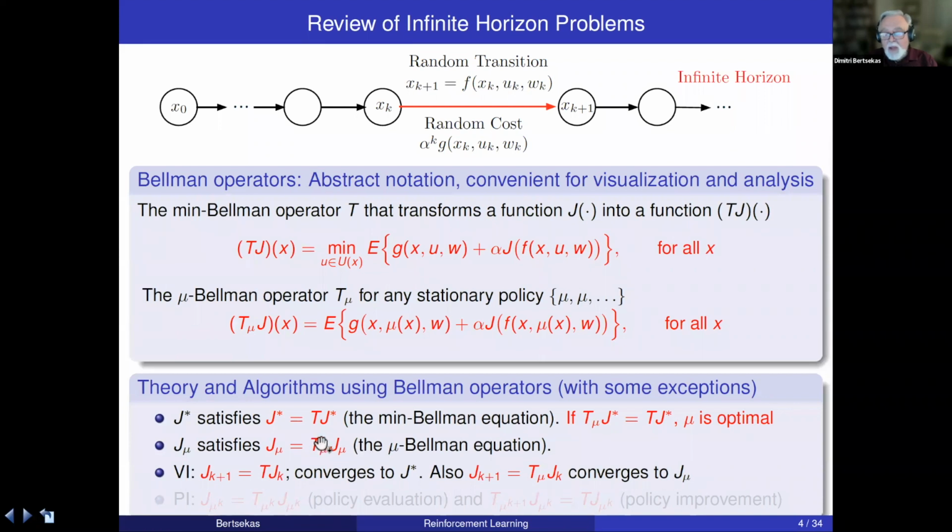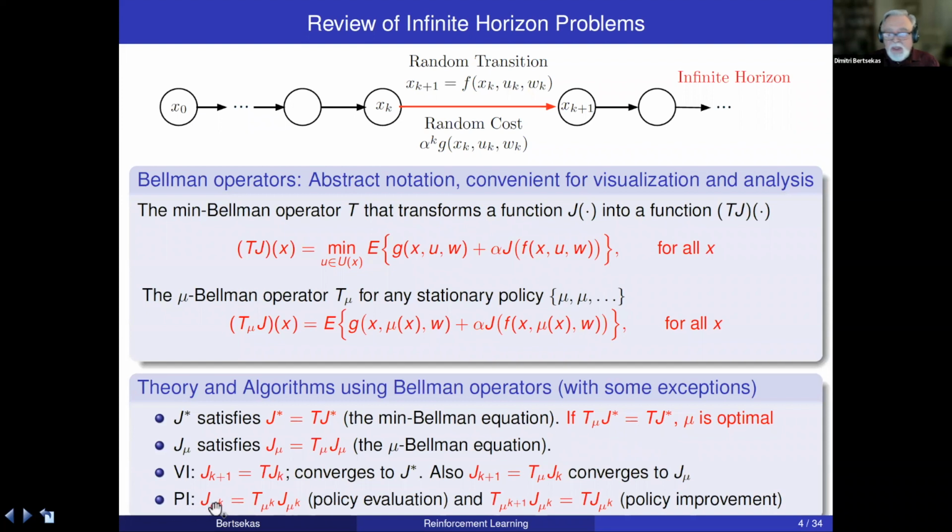Then we have the value iteration algorithm. It starts from some function J0, applies the min Bellman operator to it to obtain J1, then J2, and so on. And generally speaking, it converges to J star. There is also a value iteration algorithm that corresponds to a policy mu. It starts from a J0, generates J1, J2, and so on by applying the mu Bellman operator. And this sequence that's generated converges to J mu, generally speaking.